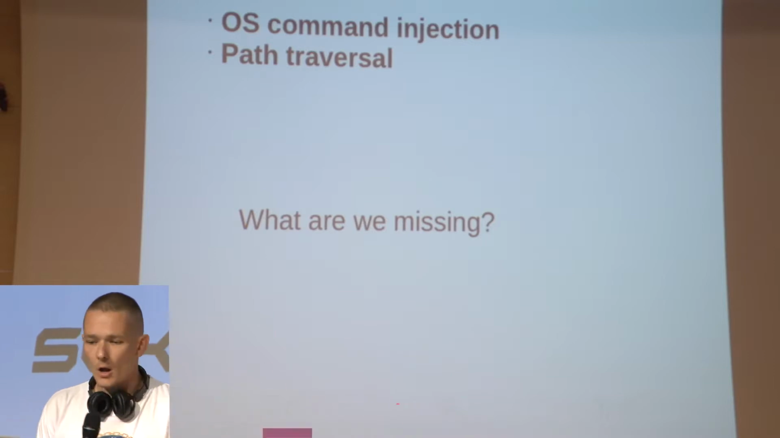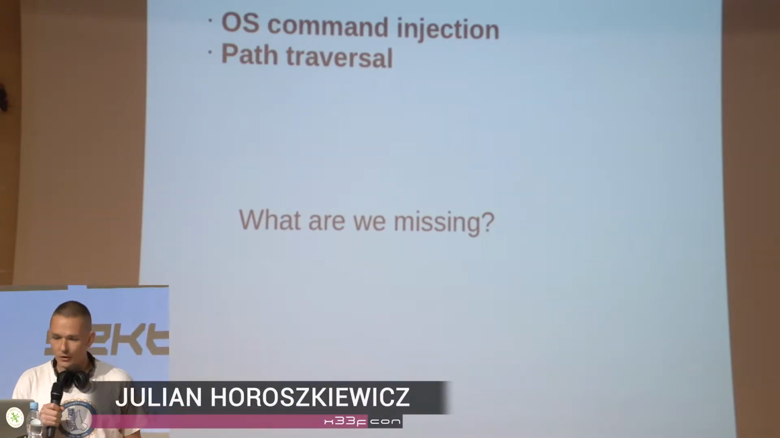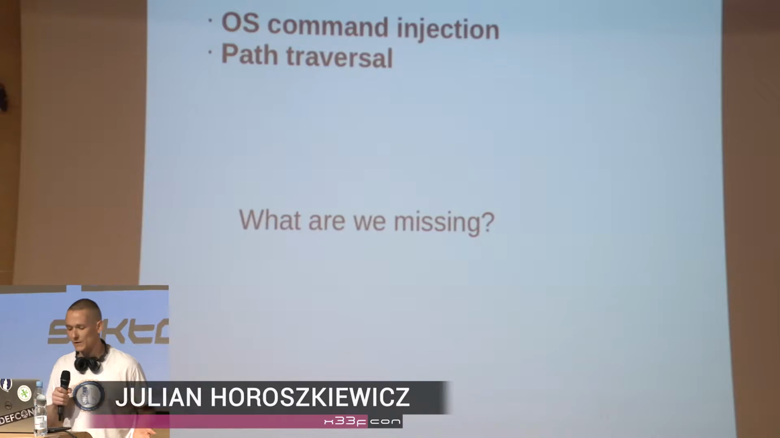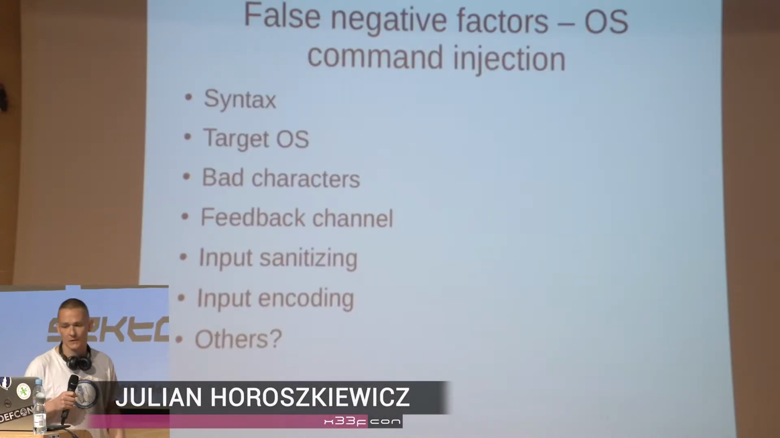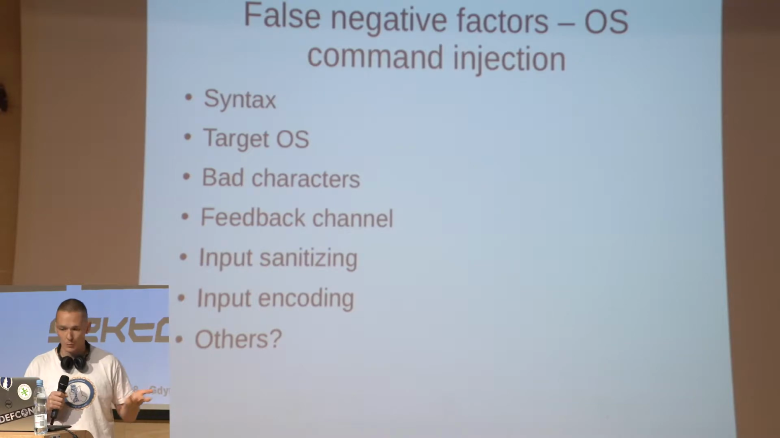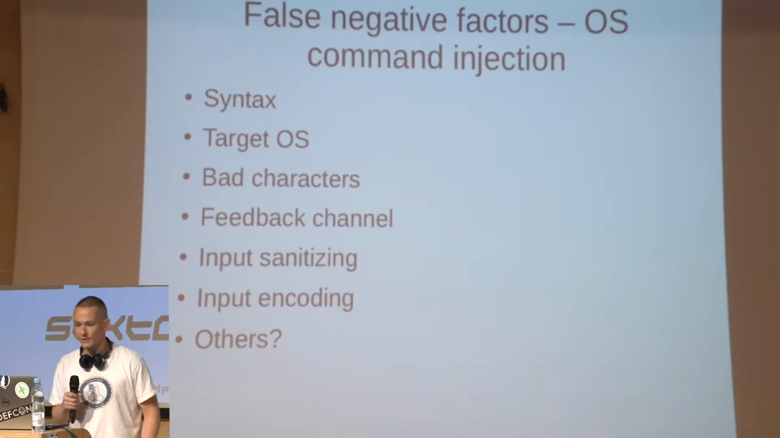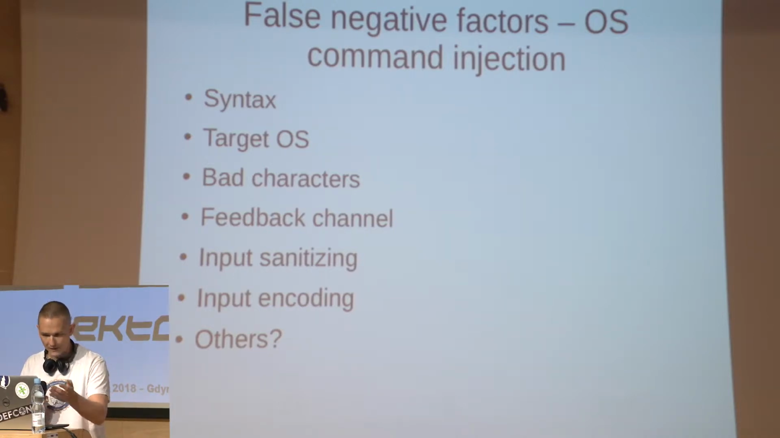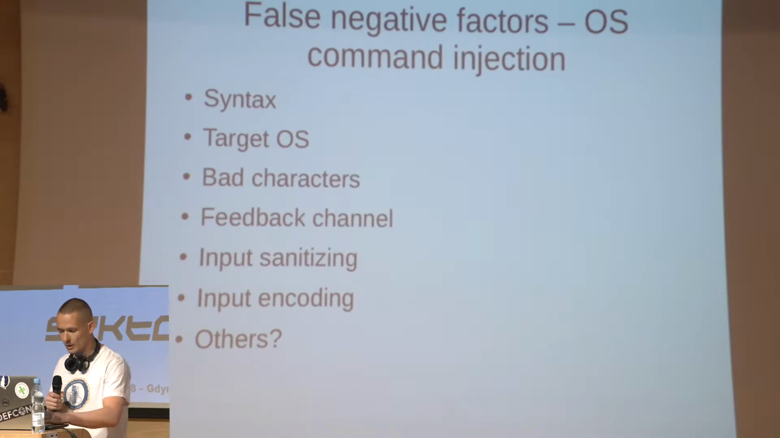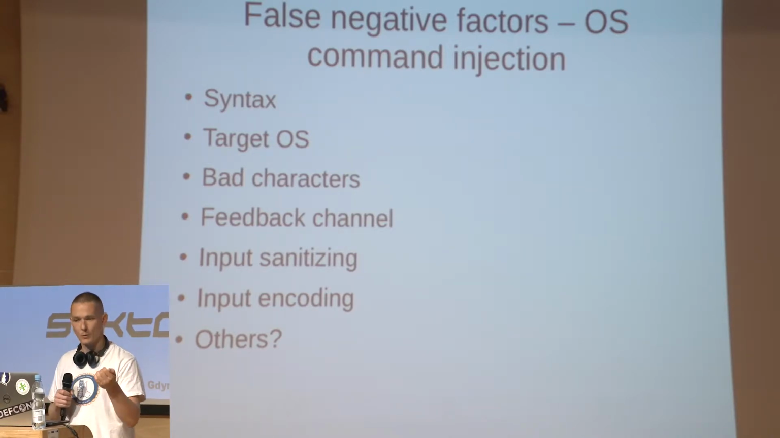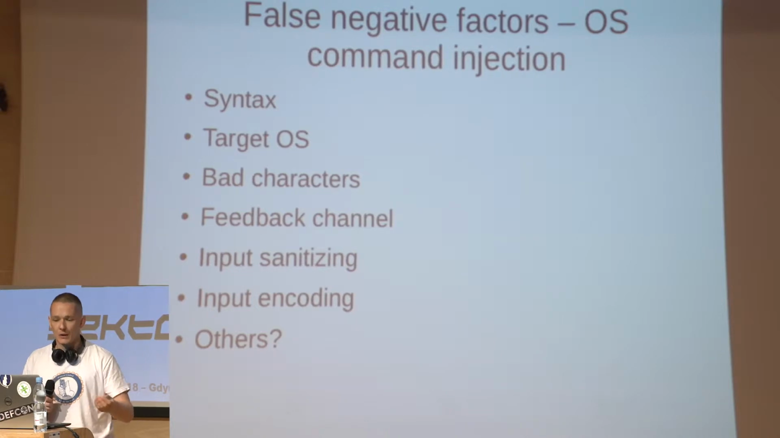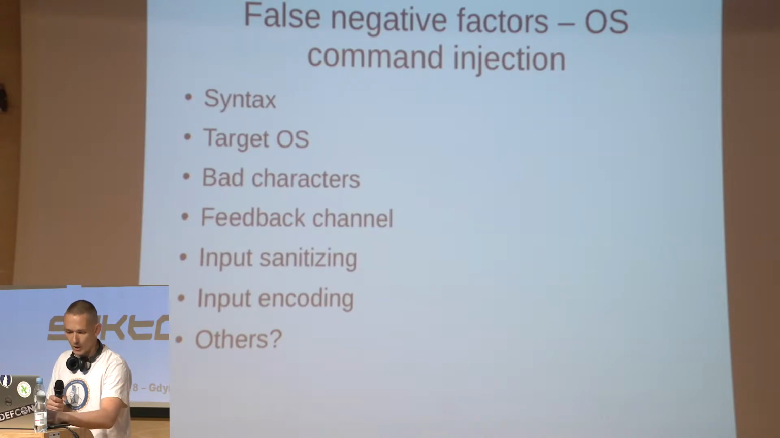Okay, hi everyone. I would like to talk about OS command injection and path traversal unusual cases that usually are missed during assessments. So basically, a false negative is when we miss a finding although we test for it, and possible reasons for false negatives are syntax, target OS, bad characters that are filtered, or the feedback channel we use, which is the way we recognize whether the vulnerability is there, like whether it's just the server's response or time or DNS, whatever. And also input encoding, input sanitizing if it's poorly implemented, and others.